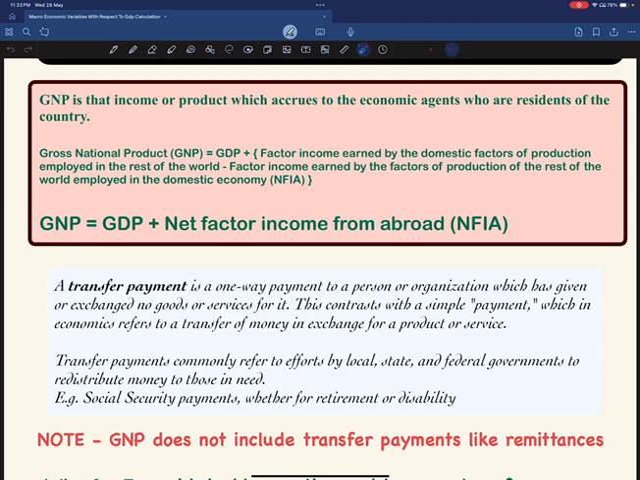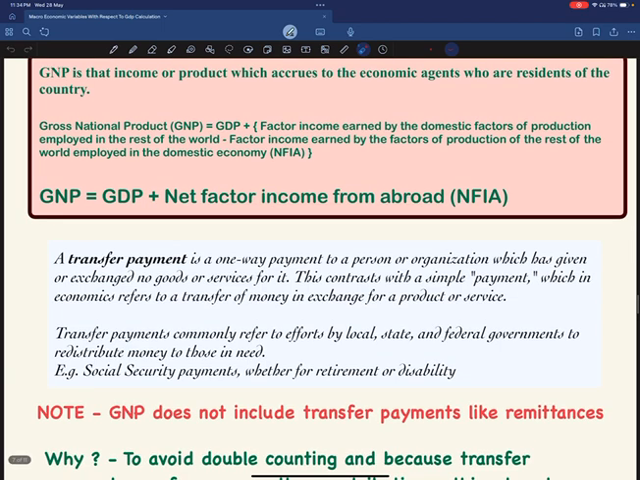Factor income, as we have seen from the last class, is comprised of rent, wages, interest, and profits. So net factor income from abroad is the income that our residents are earning from abroad minus the income that the residents of other countries are earning from our economy. So gross national product or GNP is GDP plus net factor income.